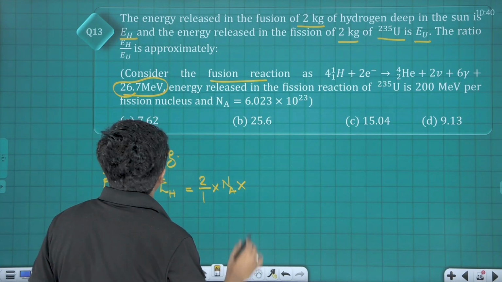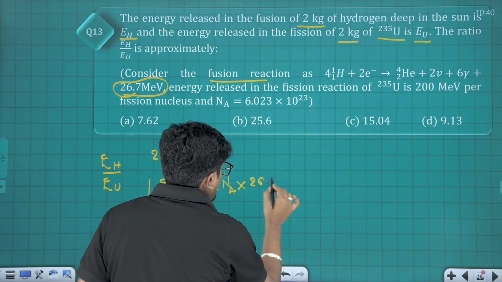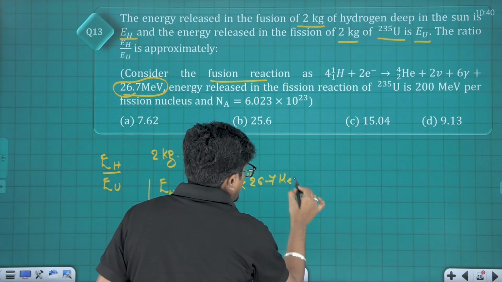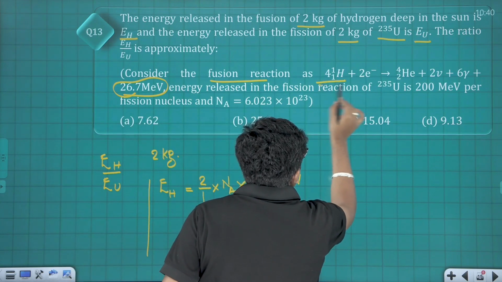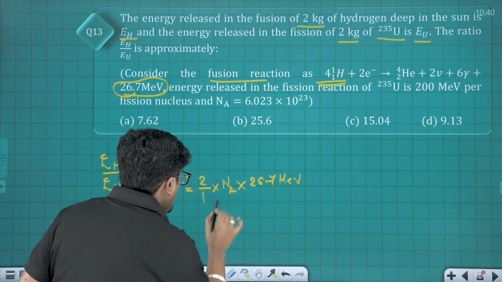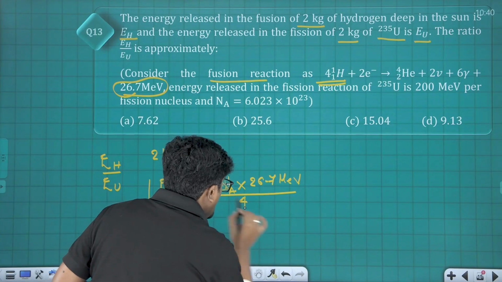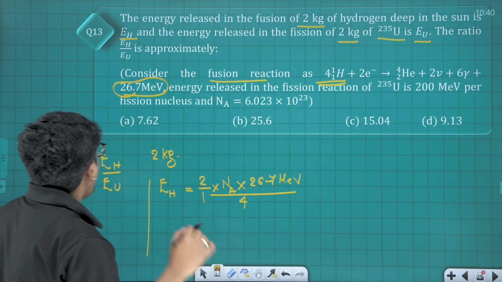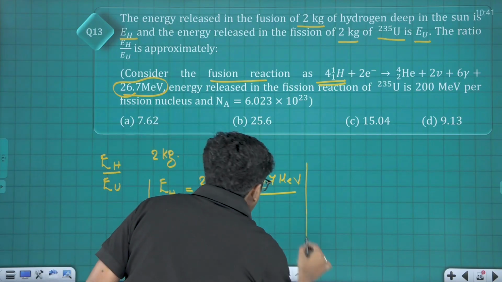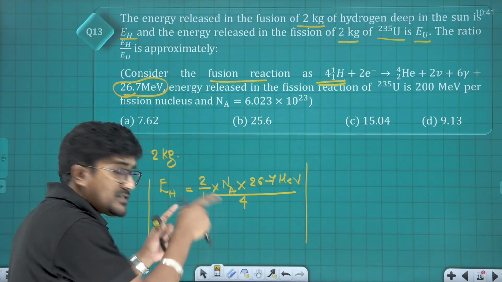26.7 mega electron volt. So here this is going to be 26.7 mega electron volt. And one more thing, 4 nuclei are being combined. Okay, so energy per nucleon is going to be 1 divided by 4. Alright, and here this is for hydrogen. And for uranium, we are going to use the same concept.